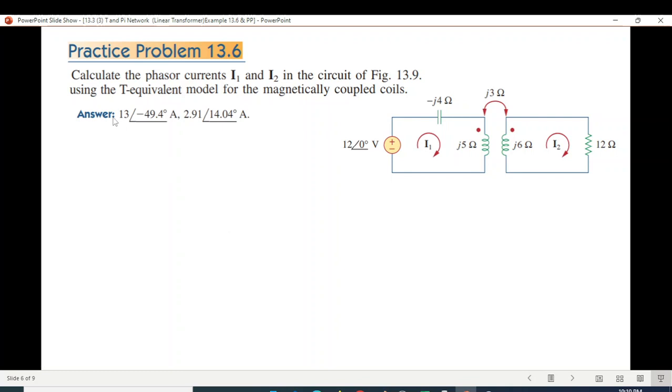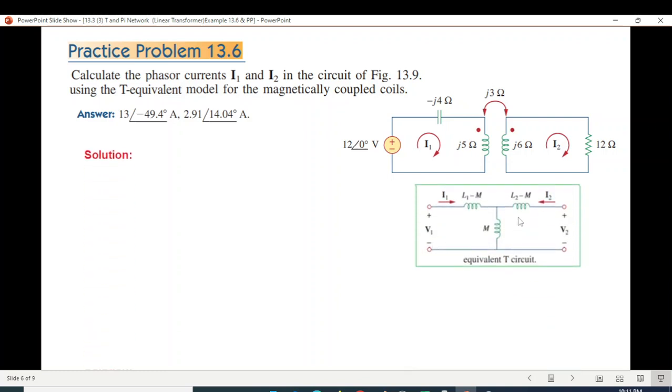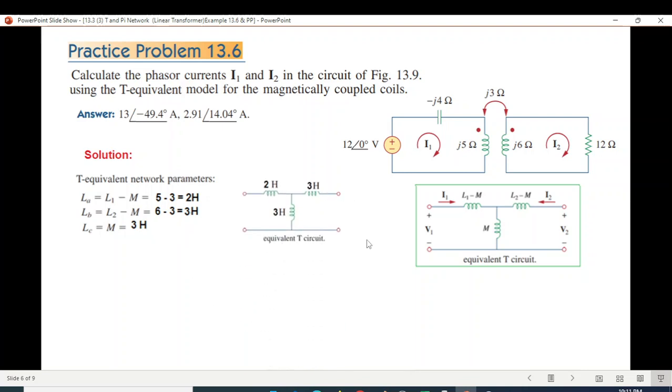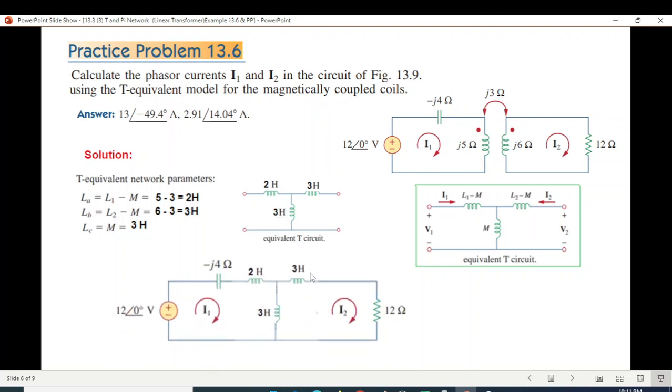Okay. Now we come to practice problem 30.6. Now here the dots are on the same side. So we'll use this formula now. Calculate LA, LB, LC. Now L1 is 5 and this is 3. So we have calculated all the three values. Write on the T equation the values 2 Henry, 3 Henry, 3 Henry. Put it in the circuit.